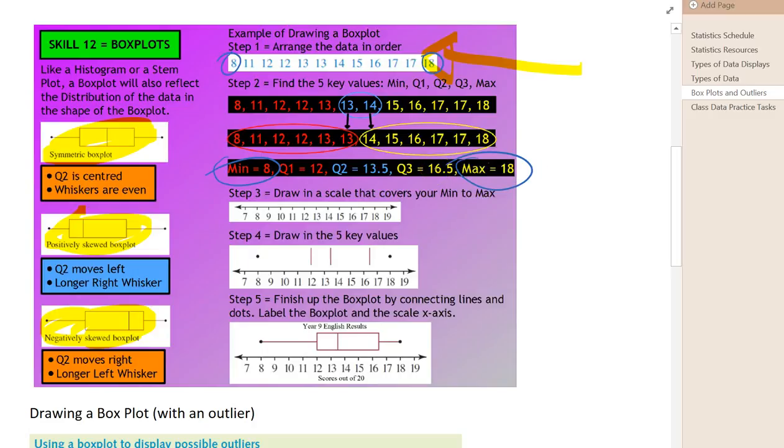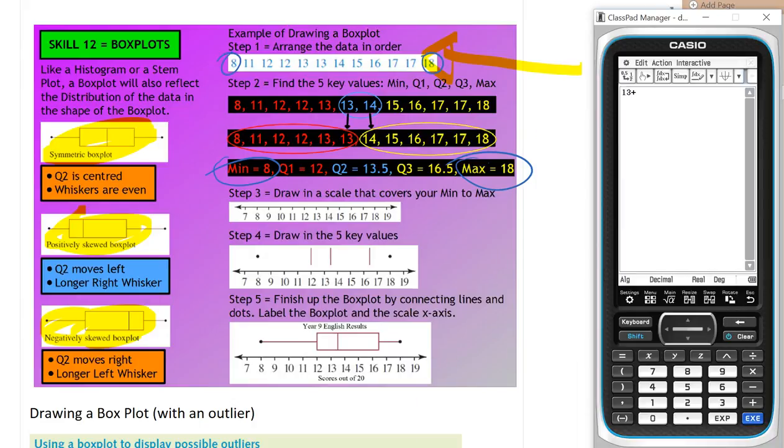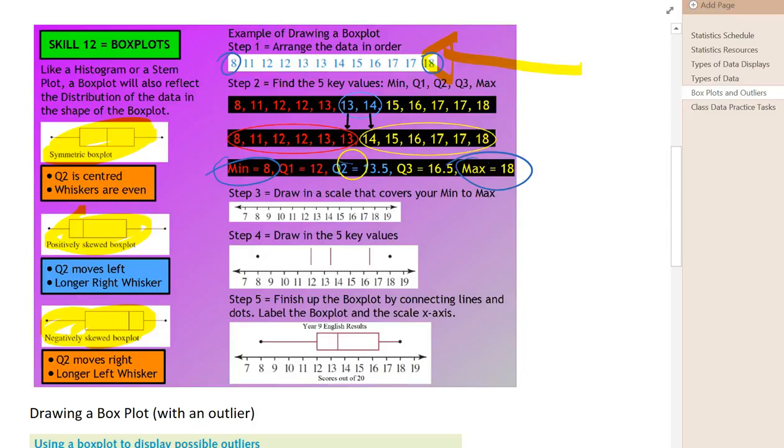To find the median or the Q2 value, you need to find the middle number. And sometimes there's two middle numbers. And in this example, there are two middle numbers, 13 and 14. So what you do is you add the two numbers up, 13 plus 14. Now I'm not too strong with my addition. So 13 plus 14 is 27. And then 27 over 2 is 13.5. So our median is 13.5.